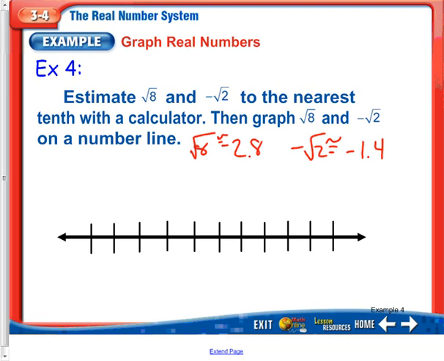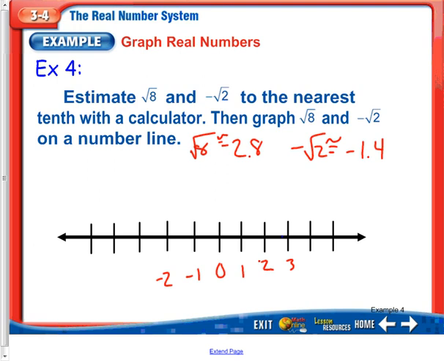And then it says it wants us to graph this on a number line. So I know that I have to go as high as 3 and as low as -2. So I'm going to go here with 0, and then I'm going to go 1, 2, 3, and -1, -2. And then I can graph these points.